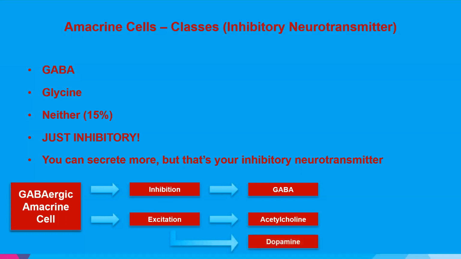Another one it could secrete is dopamine. Let's say instead of acetylcholine, it was dopamine. That doesn't change it to a dopaminergic amacrine cell, because that is not its inhibitory neurotransmitter. It's GABA. But if I switch that one to glycine, well, now all of a sudden it's a glycinergic amacrine cell. Does that make sense? Okay, so it's classified on the basis of its inhibitory neurotransmitter, but it can still secrete excitatory neurotransmitters as well.